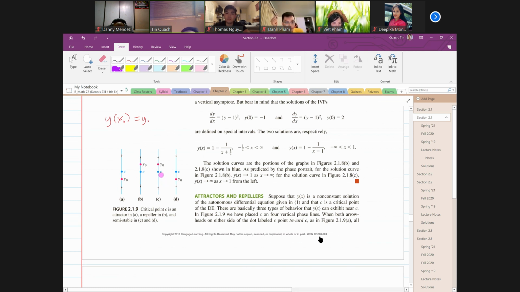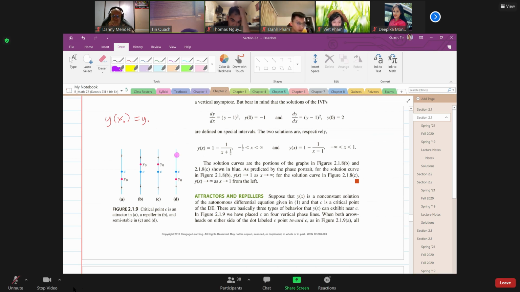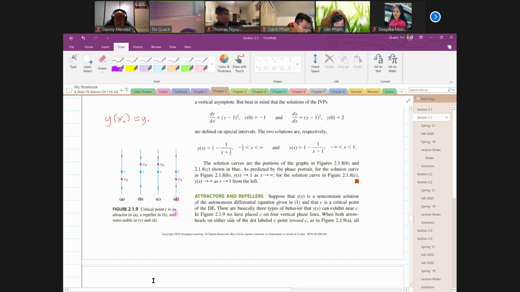But let's look at this one right here. So here's the critical point. The y value is getting close to c from below, but it passes through c and continues to go up. So we say this critical point is semi-stable, or you can also call it semi-unstable, same thing either way. Same thing here: the y value is getting closer to c, however it keeps passing through c and keeps going away. So it goes either all the way down or all the way up, passing through c. Then we say it is semi-stable. That's what it means.